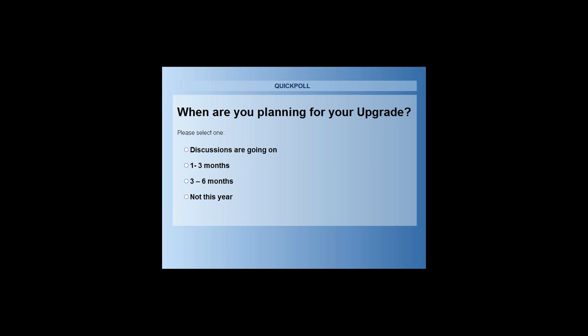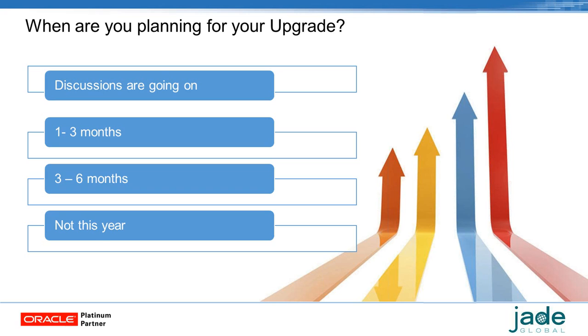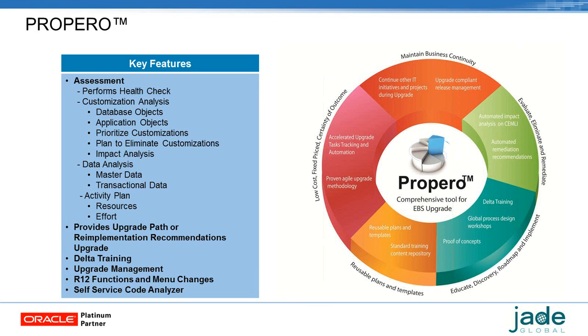Let's move on to the next slide. Propero is one of the tools which is very helpful when you are making a decision for an R12 upgrade, whether it's R12.1.2, R12.1.3 or R12.2. All the editions of all the versions of EBS are supported in it. Let me give you something brief about this Propero tool.